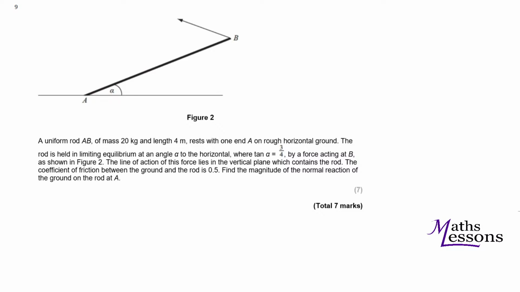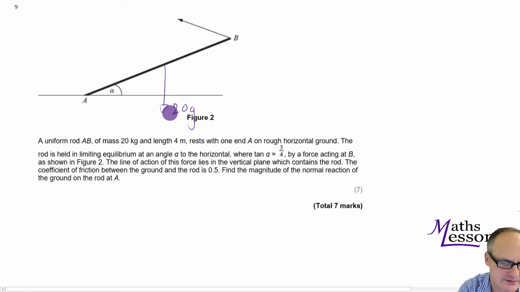Right. So here we go. Let's get on with this question. And what we've got is uniform rod AB, mass 20 kilograms and length 4 meters. So we know this is 4 meters long, and we know that the mass has a force effect of 20g that's going to act 2 meters from here.